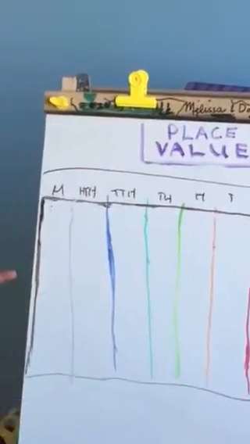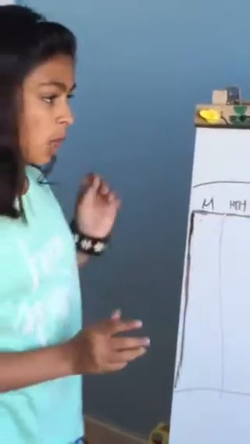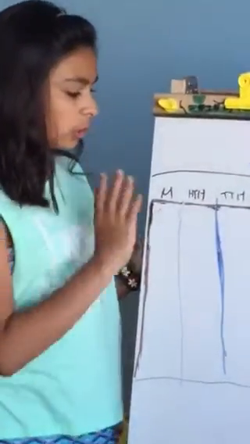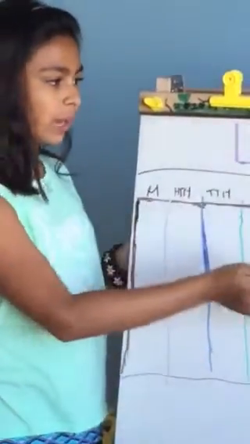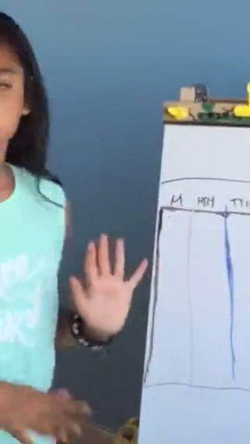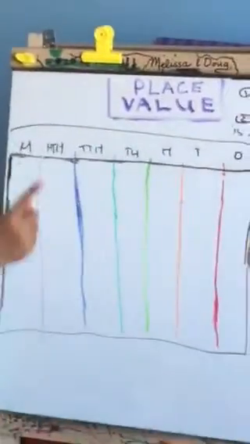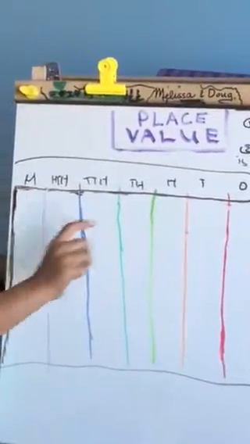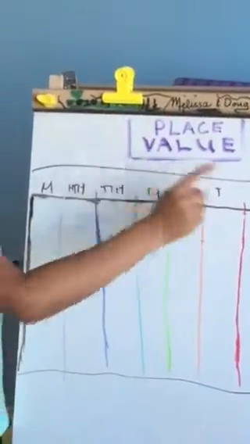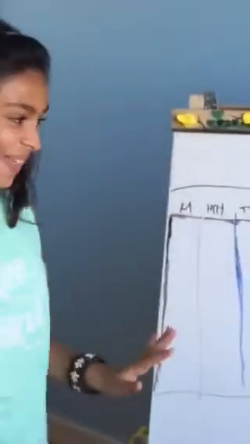Now, here's something that you really need to remember. When you read a book, you start from the left side and you go to the right side, left to right. But with place value, it's different. The smallest place value is on the right side, the biggest one is on the left side. So right to left. Don't ever forget that. Right to left.